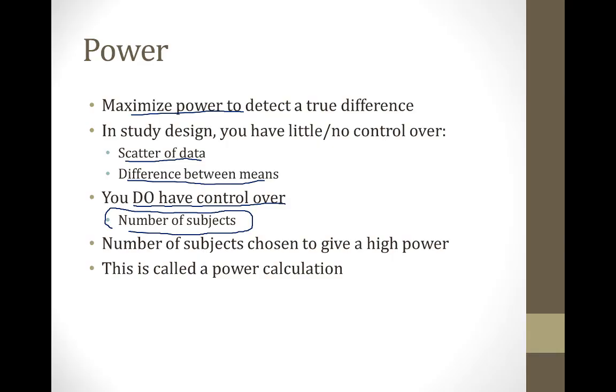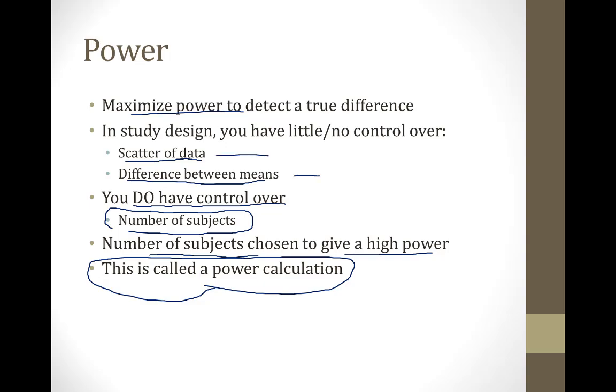So when people conduct a study, they determine how many subjects they're going to need to give them a high enough power. And this is called a power calculation. You don't need to know how to do this, but for example, when you see a clinical trial of a drug, usually ahead of time, they made an estimation of what the scatter and the difference between the means would be, and then they calculated how many patients they would have to recruit in order to have a high power to detect the difference.